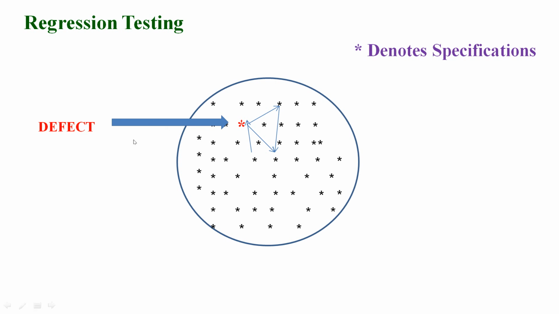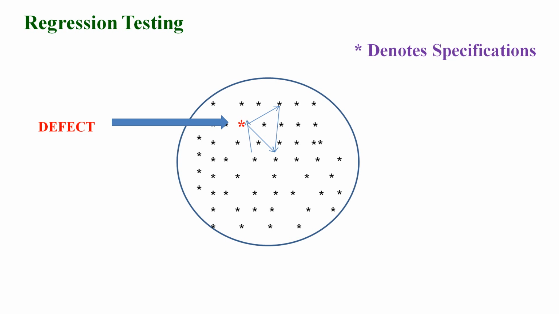Now, during this testing, one defect is found in this particular functionality or specification. Now, see here, the output of this functionality is given as input to this particular functionality, and the output of that functionality is given as an input to this particular functionality. That means there is a link, there is a dependency between these functionalities. This is called a dependency.